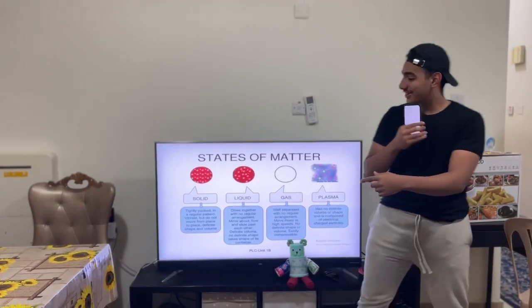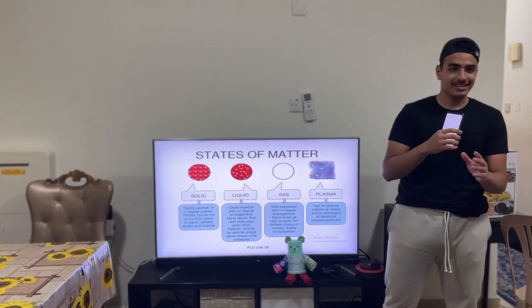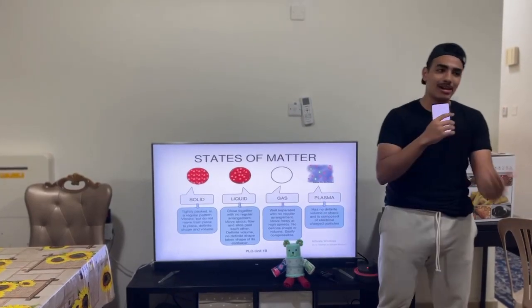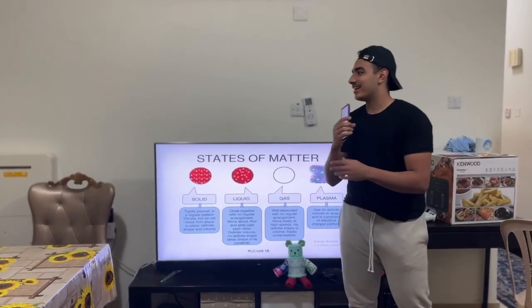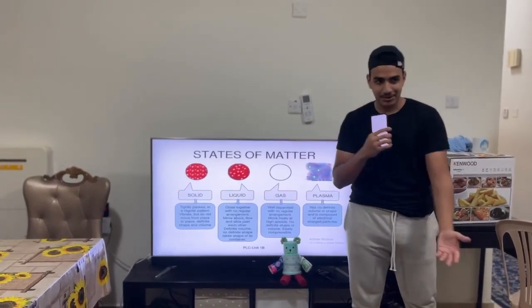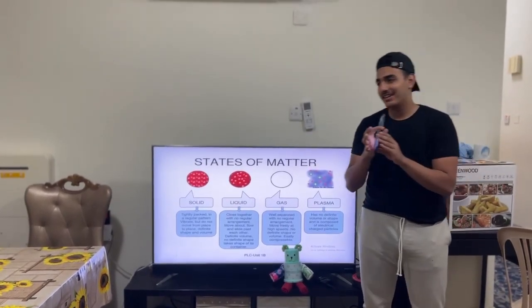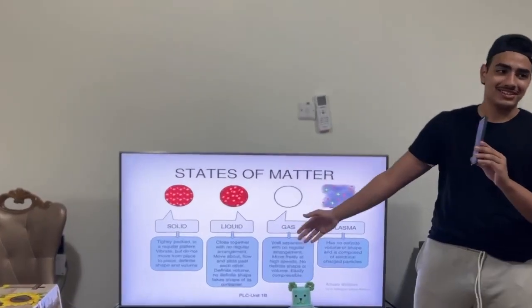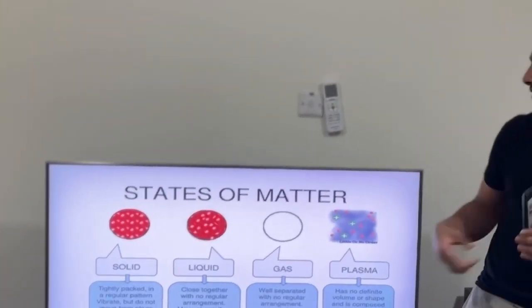So we got solids, liquids, gases, and plasma. As kids, all we knew were three states of matter: solids, liquids, and gases. What's this? This is a solid. Okay, let's get deep into it.